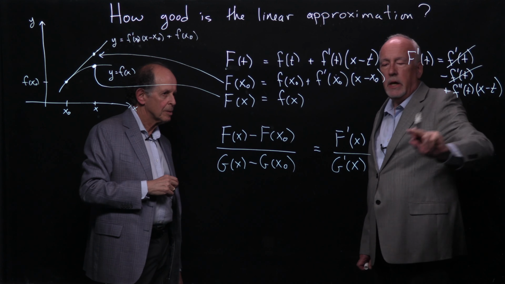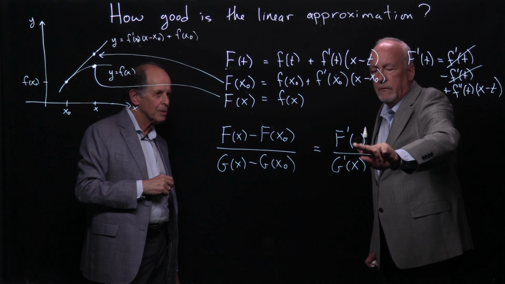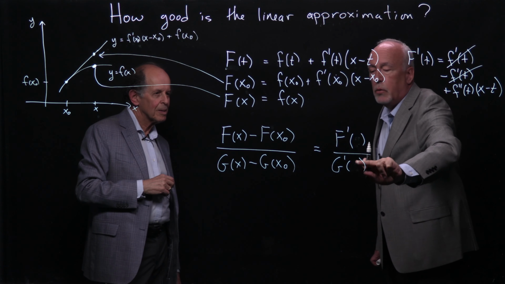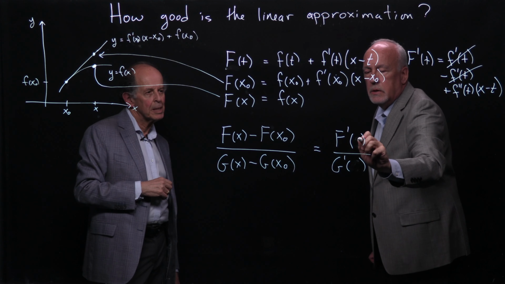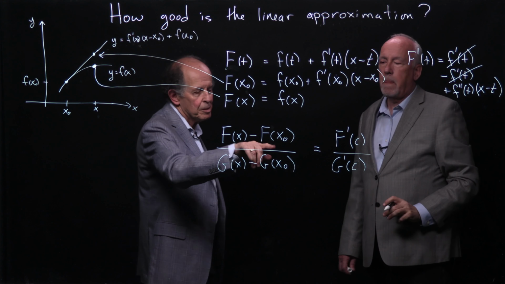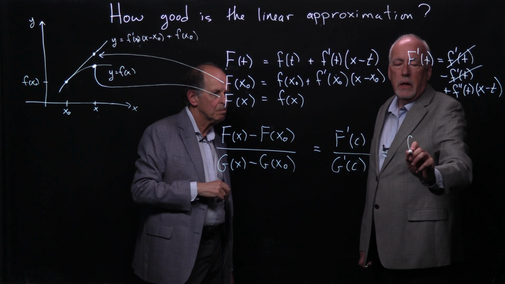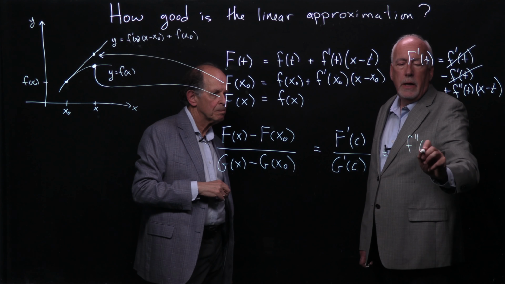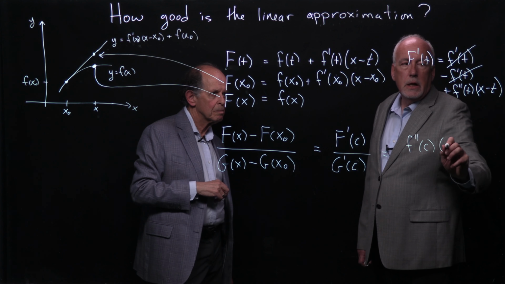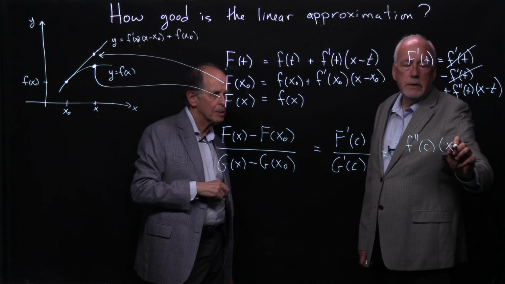I got this, and of course I screwed up my mean value theorem. Remember, it happens at a point c in the interior between the two points, right? Point c is between those points. So this is equal to f double prime at c times x minus c.